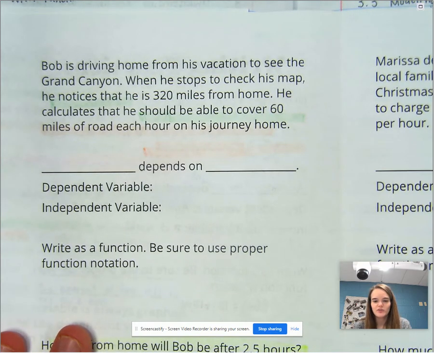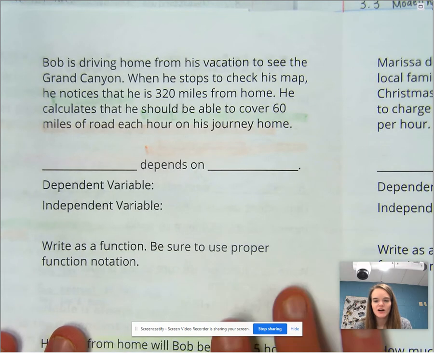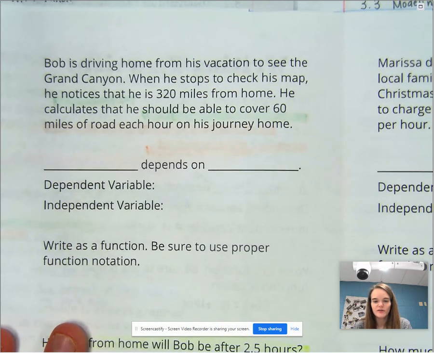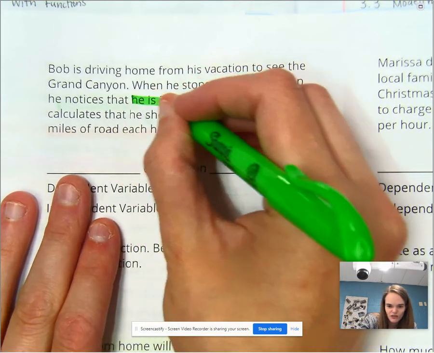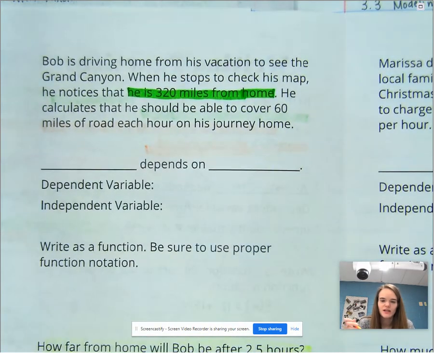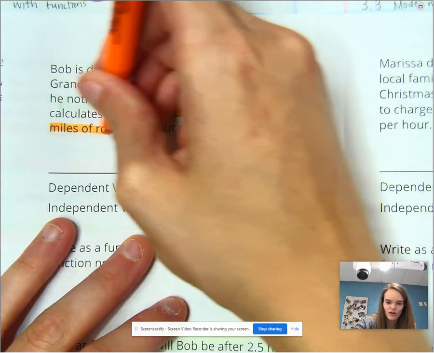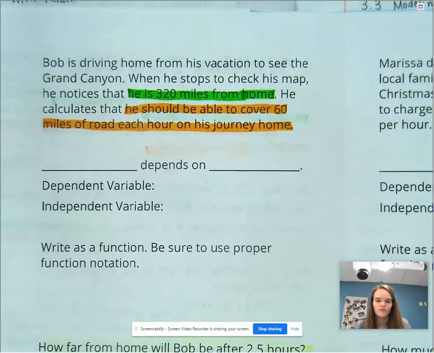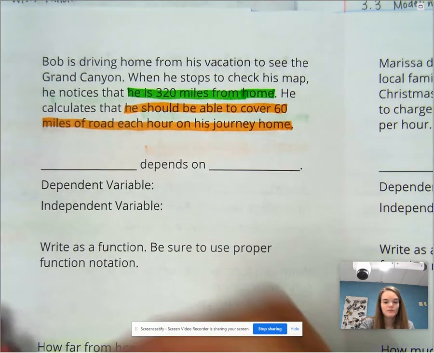When he stops to check his map, he notices he is 320 miles from home. He calculates that he should be able to cover 60 miles of road each hour on his journey home. He is 320 miles from home. That's important. Let's write a function. We're going to come back to this, remember?